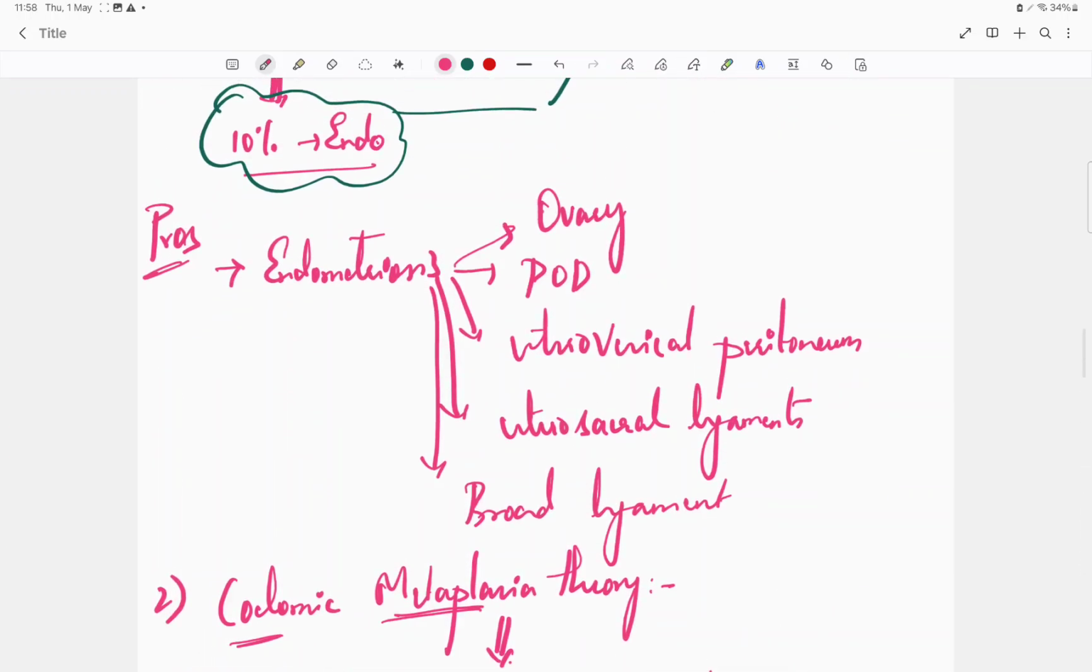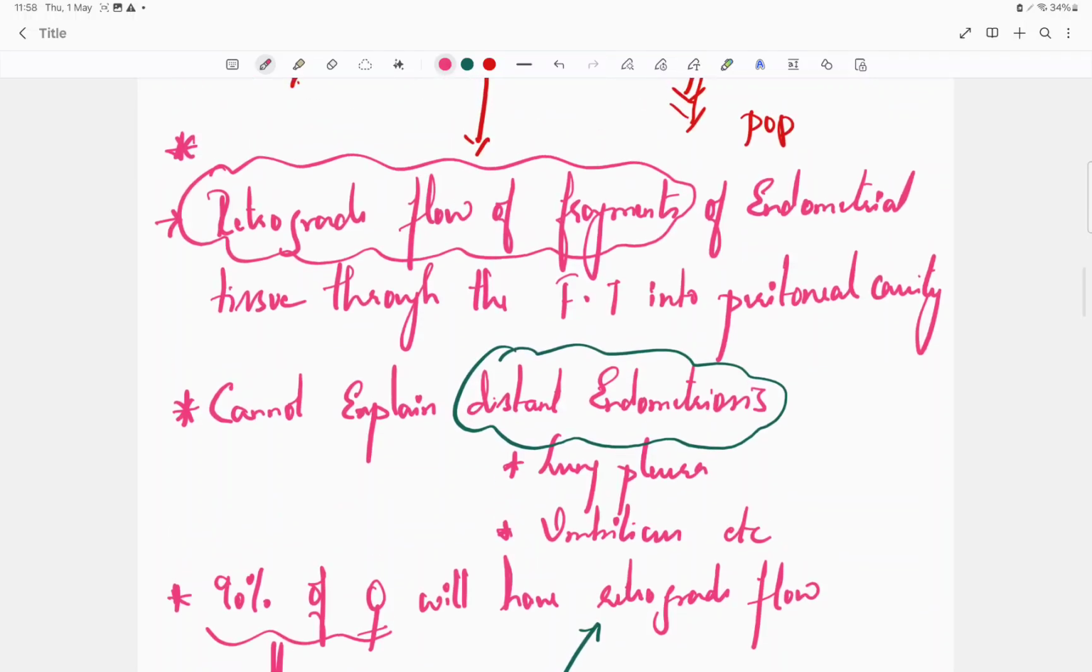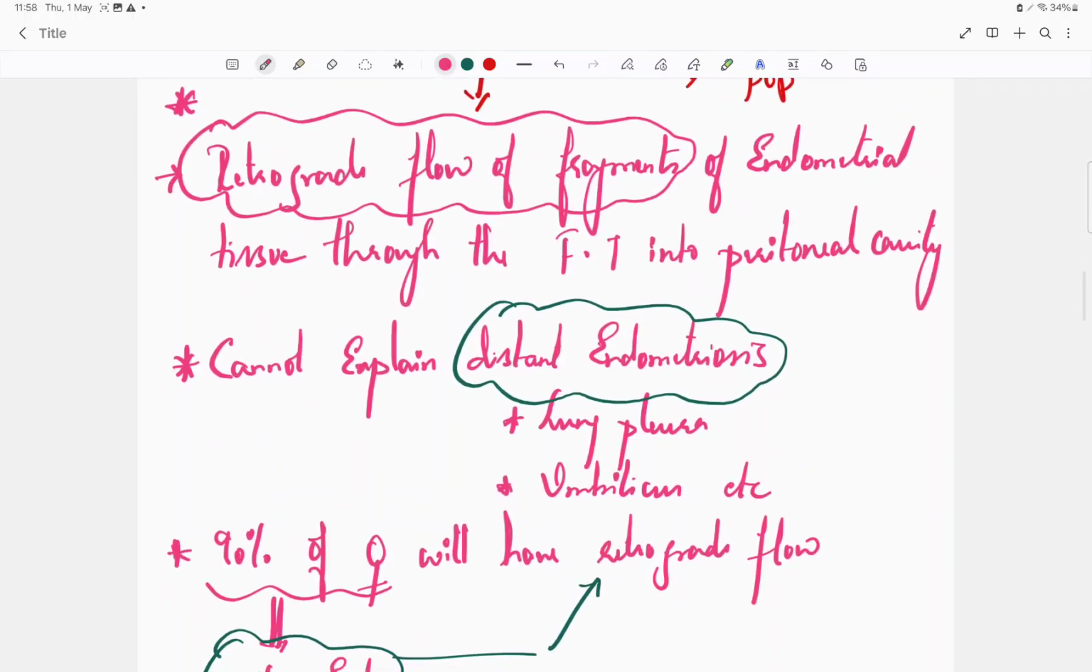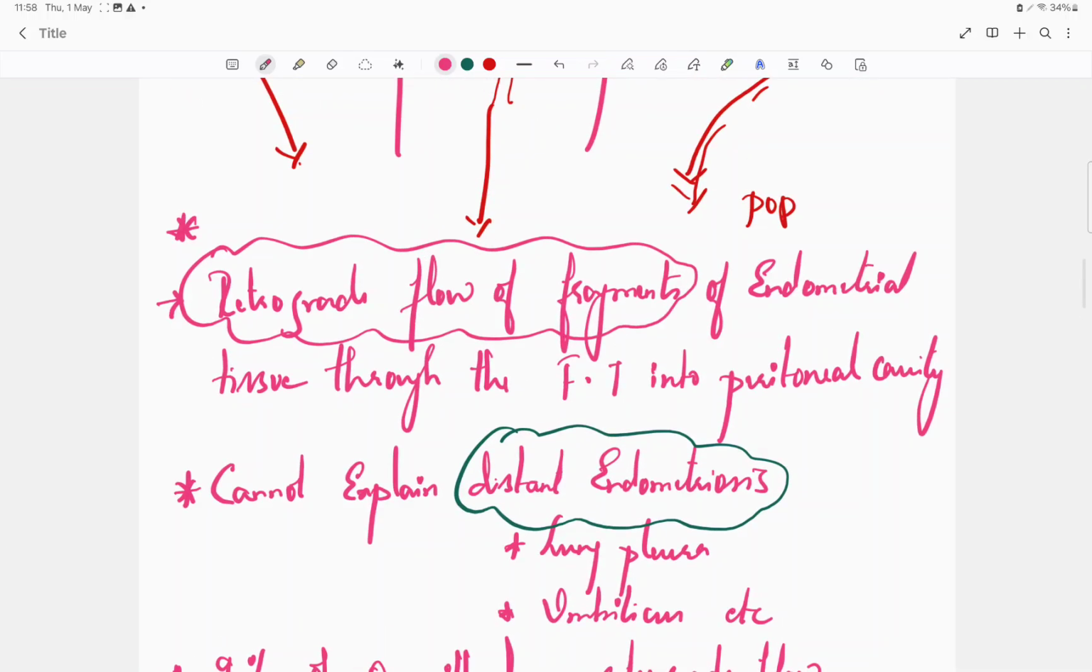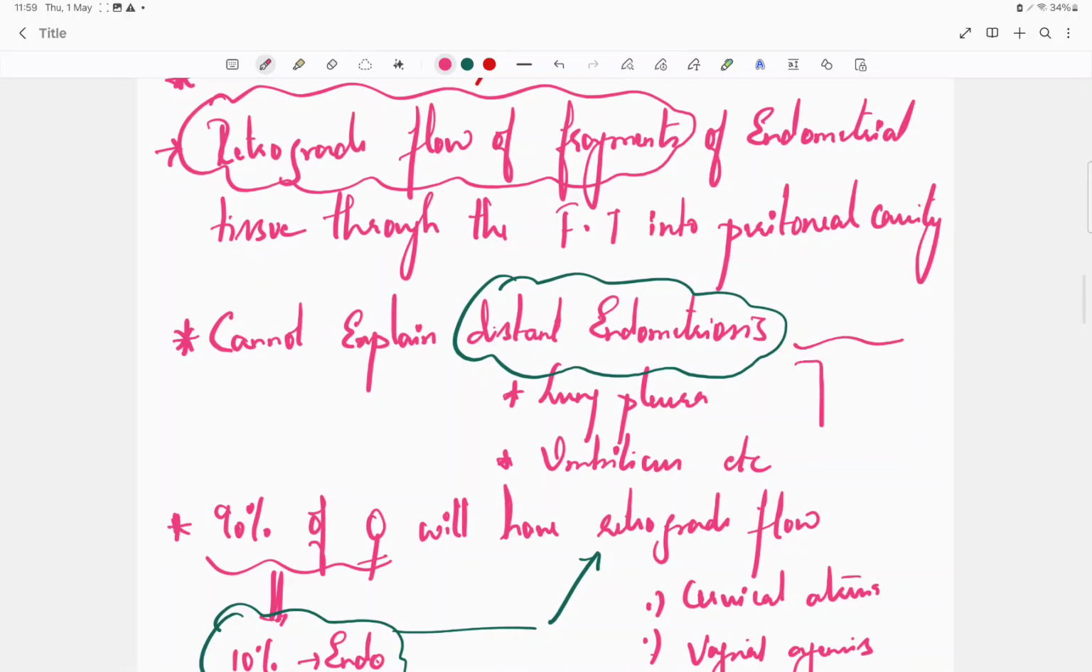And one more important thing that I forgot to tell in the retrograde flow of endometrial tissue is that this can be proved by two important things. One is in the case of obstruction: in the case of cervical atresia, vaginal agenesis.